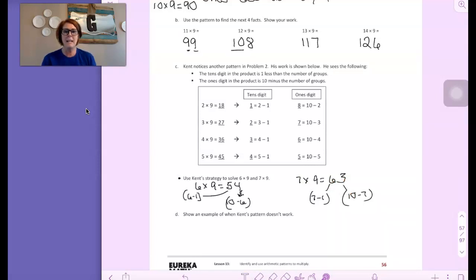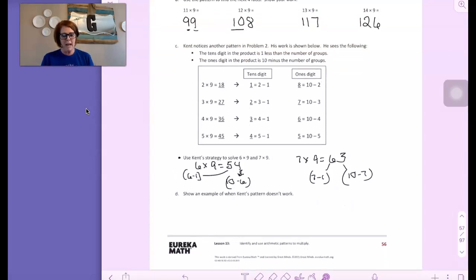Letter D says show an example of when Kent's pattern doesn't work. Kent's pattern does not work with 12 times 9. And if you look up here, we had 108. Well, that is not a result of the number of groups minus 1, is it? So 12 times 9 is the exception to the rule.